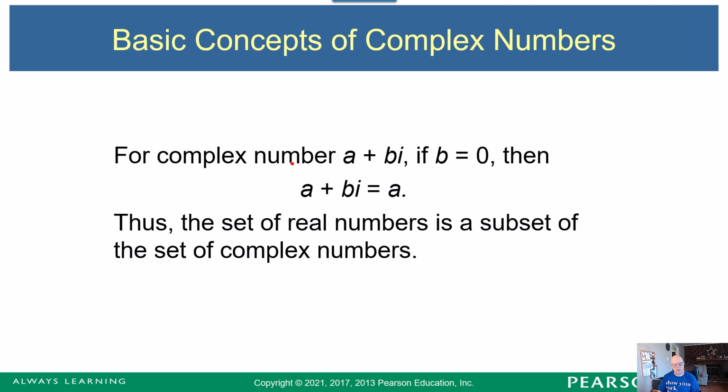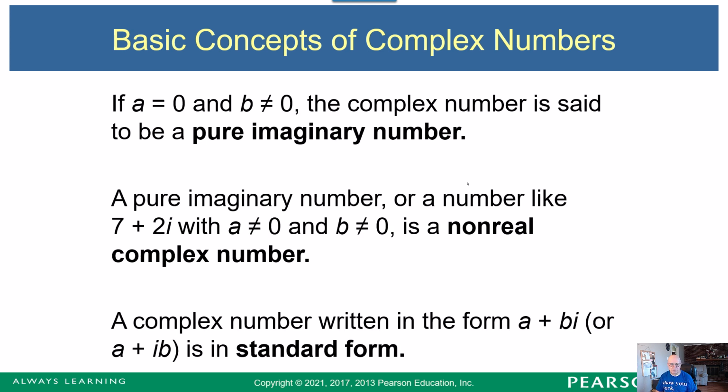Now, a little bit more. If you think about it a bit, if you have that complex number a plus bi, if the b part, this part right here, is 0, then this part is 0, and all you have is a real number. So for b equals 0, you've got the regular real numbers again. So the real numbers are a subset of all the complex numbers. Now, if a is 0 and b is not 0, then you have the opposite situation. Pure imaginary. There's no real part to that complex number.